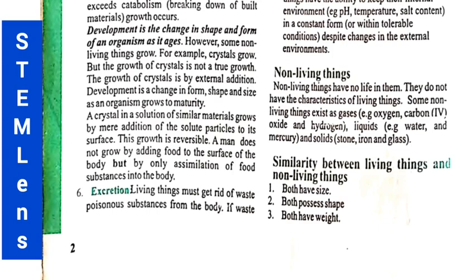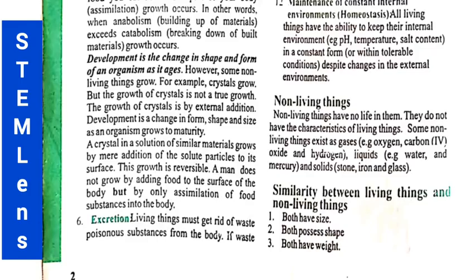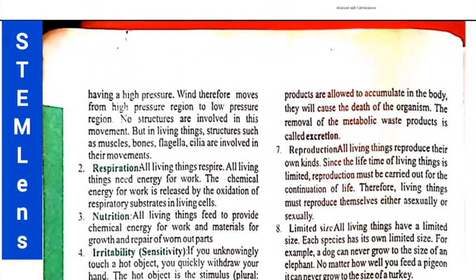Number 6, we have excretion. Living things must get rid of waste, poisonous substances from the body. If waste products are allowed to accumulate in the body, they will cause the death of the organism. The removal of the metabolic waste products is called excretion.